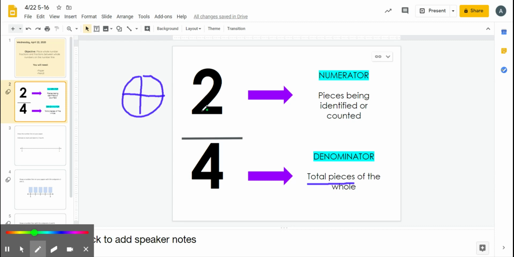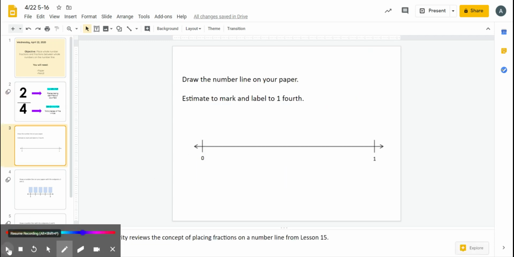So now I'm ready to look at my numerator. My numerator is going to tell me the number of pieces being counted. So here it says 2. So I'm going to color in 2 of my pieces. So now I have a picture that shows the fraction 2/4.